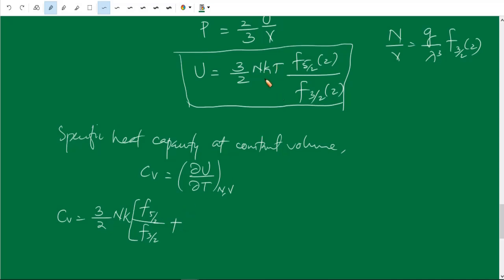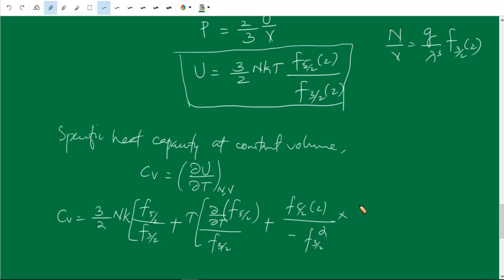I have differentiated this term. Then next is 3/2 N k T, 3/2 N k is there, T dou by dou T of f 5/2 divided by f 3/2, which gives f 5/2 offset divided by, so 1 divided by f 3/2 minus f 3/2 divided by 2 square into 2 f 3/2 divided by dou f by dou T.